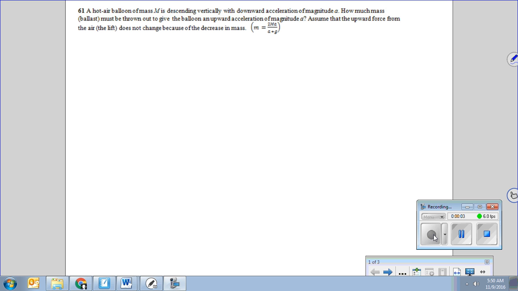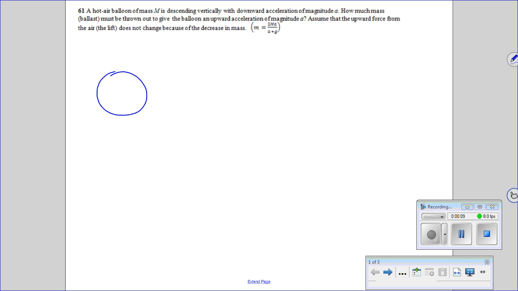All right, here we go. This is problem number 61 from chapter 5 of the Halliday and Resnick physics book. So the idea is we've got this balloon. So here's our balloon. Passenger, hello.